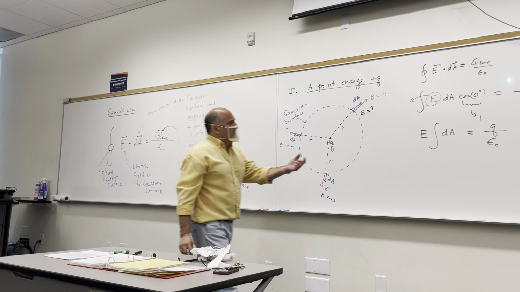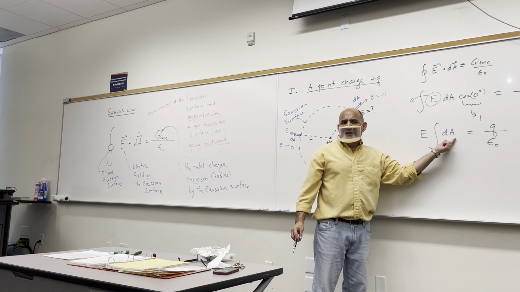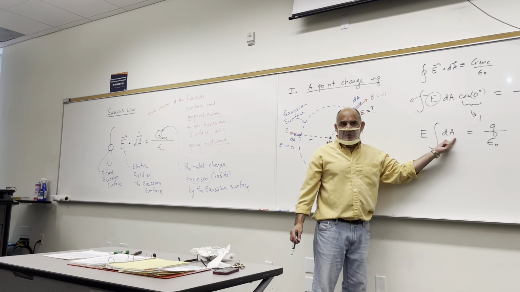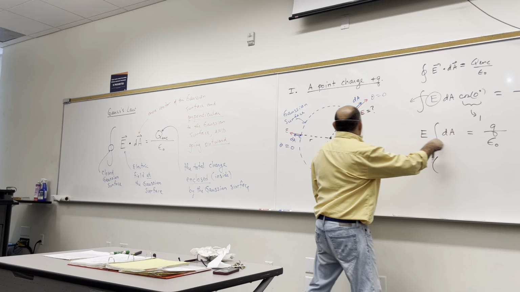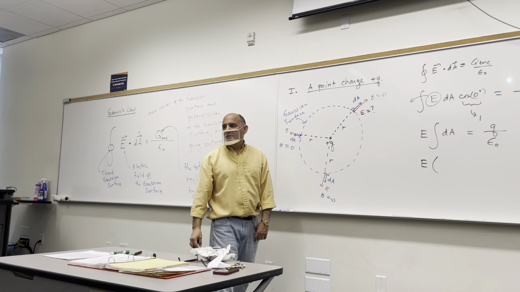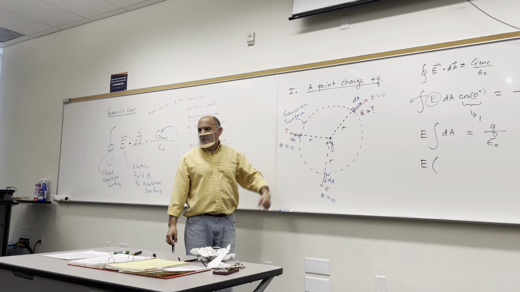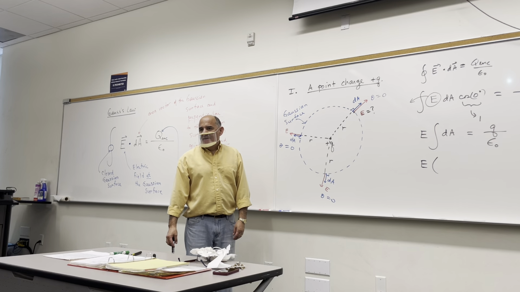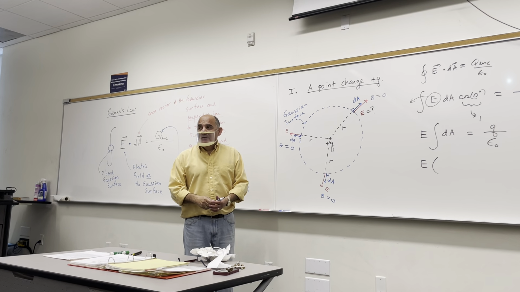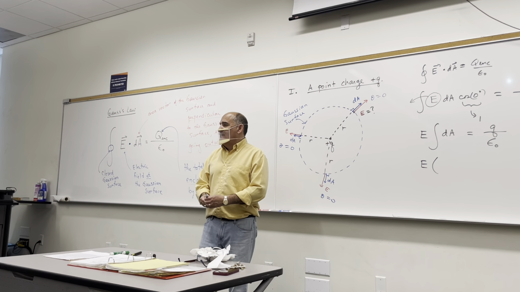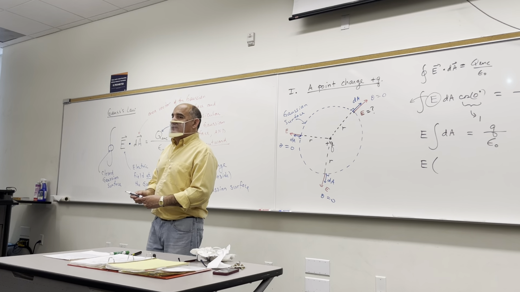But this is the sum of all the area elements around the sphere, the Gaussian surface. So what is the area of the Gaussian surface? What's the area of a sphere of radius r? Infinite? Surface area of a sphere. Oh.